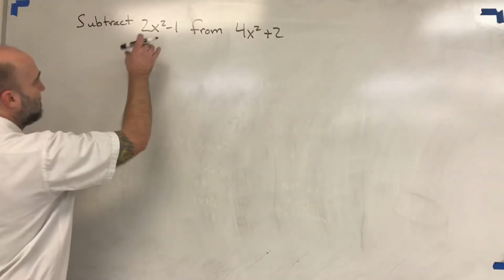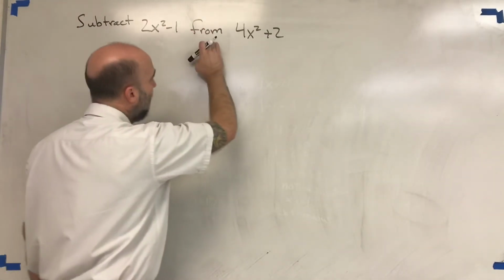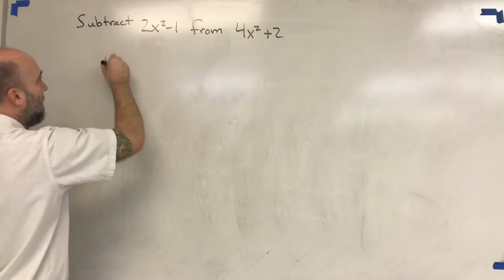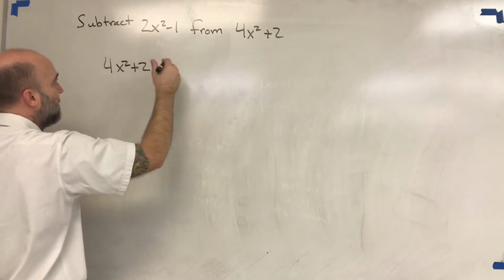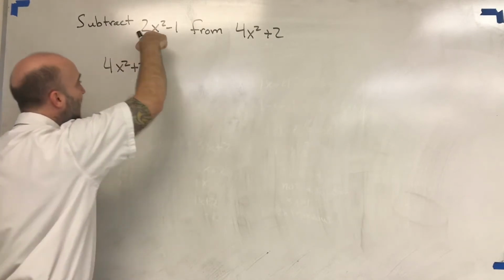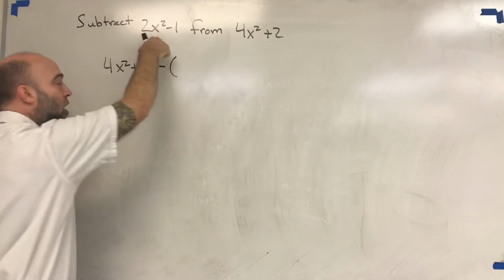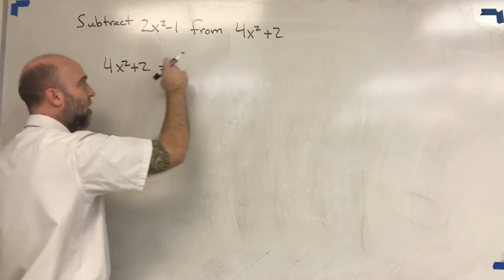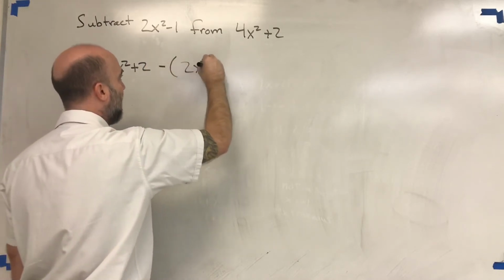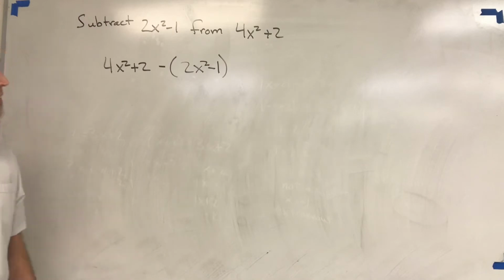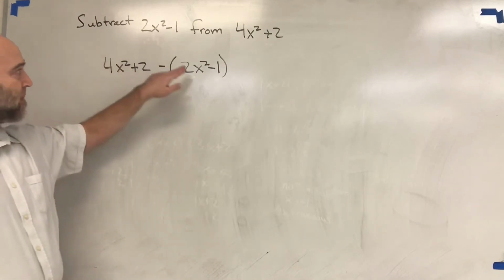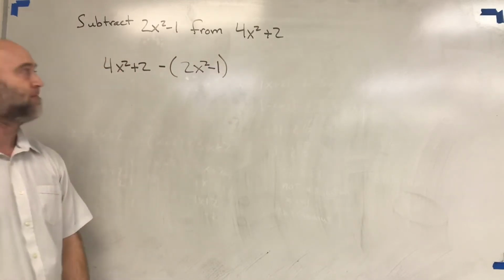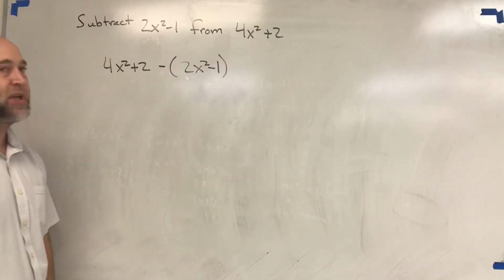So in this case, if I subtract 2x squared minus 1 from 4x squared plus 2, that means the 4x squared plus 2 comes first, and I'm subtracting this one. I'm subtracting all of it. All of this gets subtracted. So that means it's a parenthesis. I subtract all of 2x squared minus 1 from the first one. Okay, so that is what comes first.